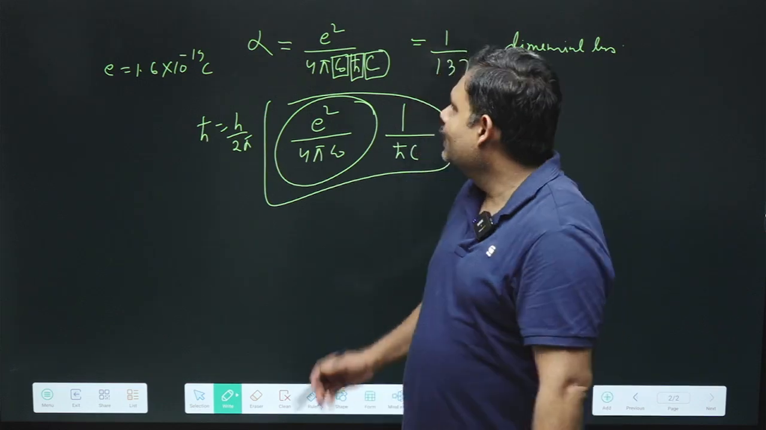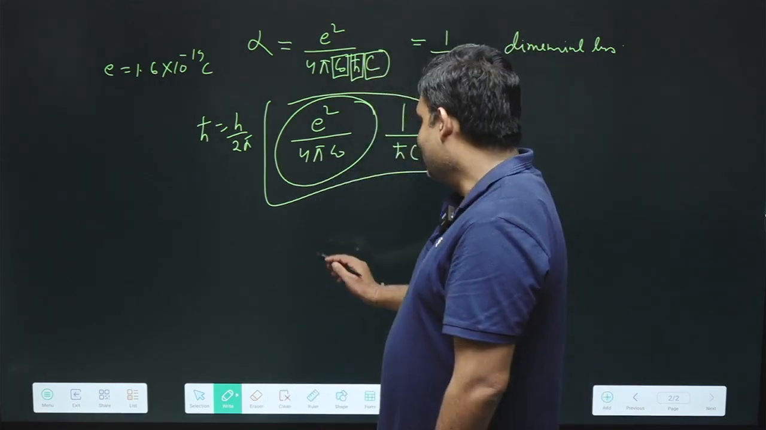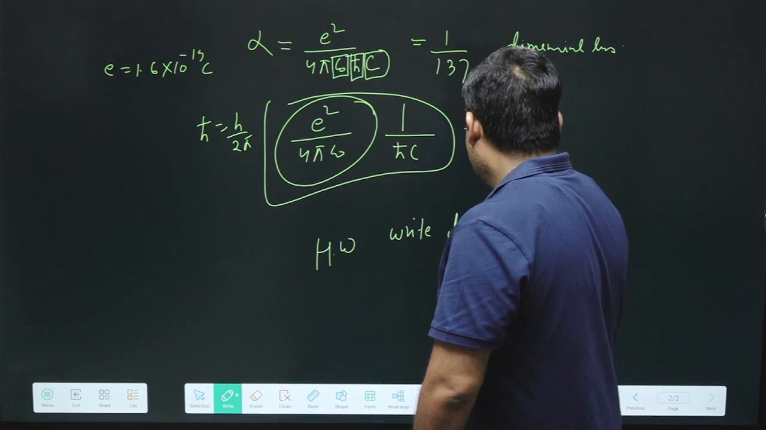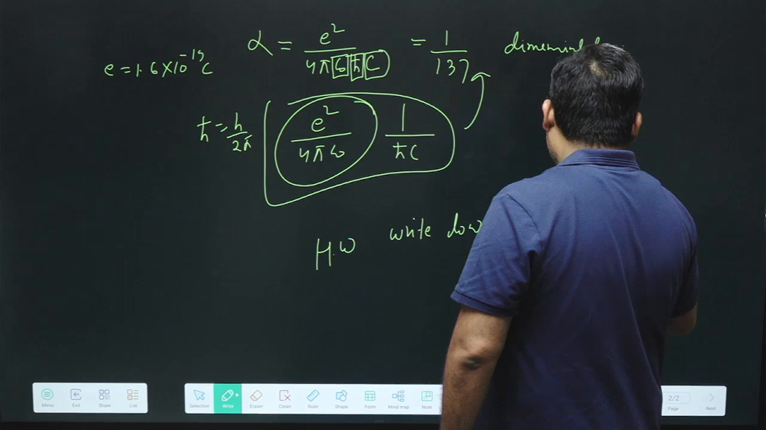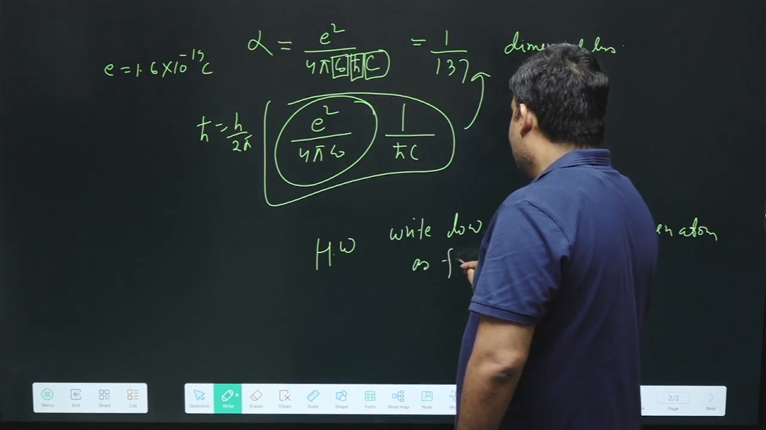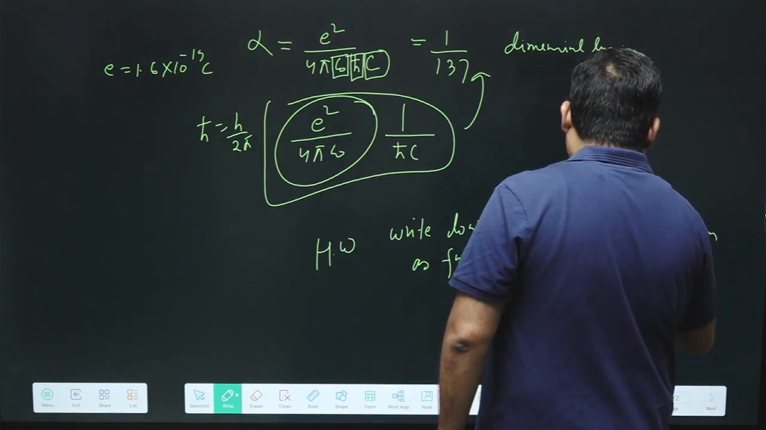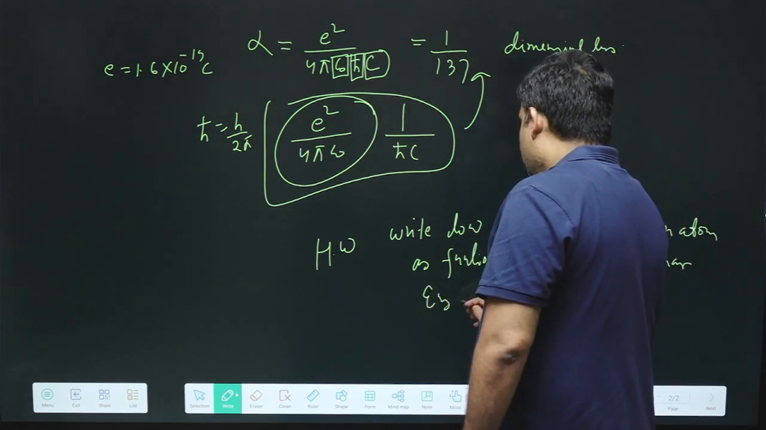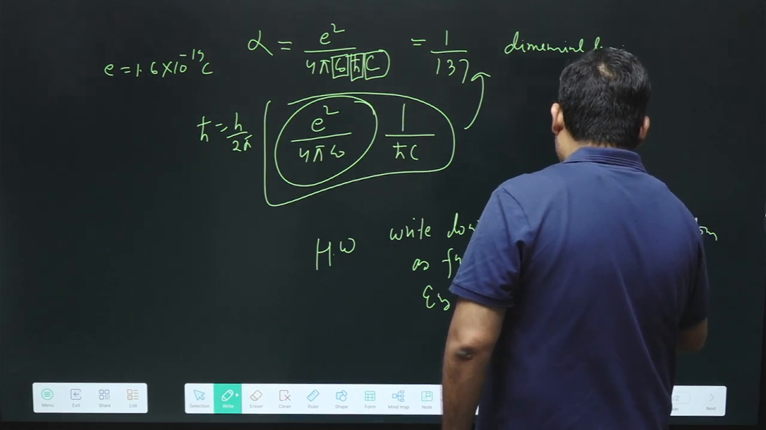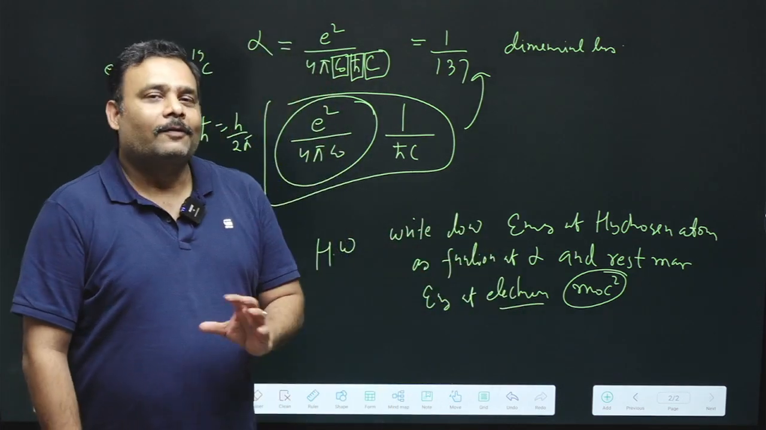So I will suggest that you try to calculate all these numbers yourself. I am also giving you one basic homework: write down the energy of the hydrogen atom as a function of alpha and the rest mass energy of the electron. And you can say that the rest mass energy is m naught c square. So students, try to calculate this particular thing. You will find that it is very easy.